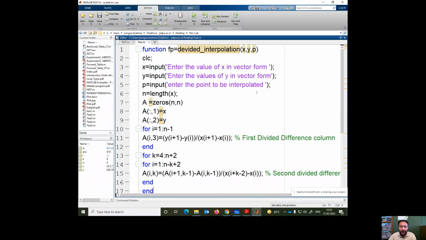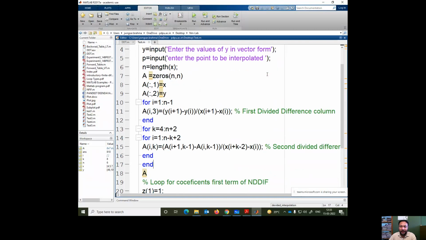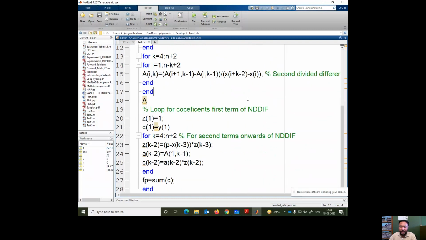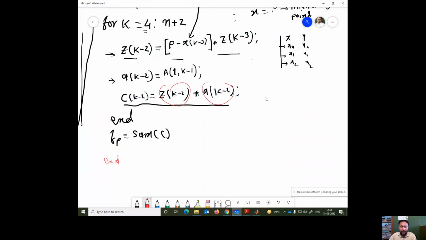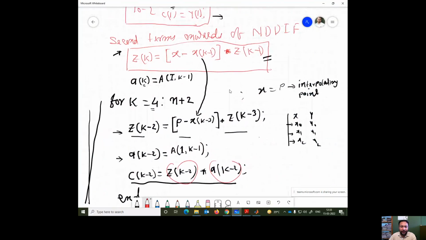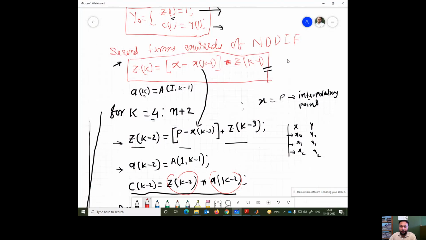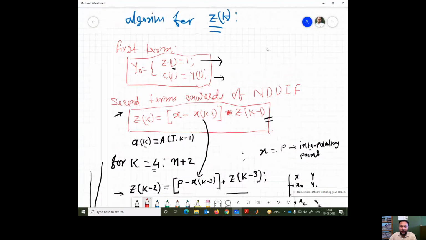Now just look again at this function. We are applying the function divided underscore interpolations. It has been run very carefully. Then we have cross-checked that the answer is coming perfectly. Now I hope you have understood the algorithm we have developed here. Please don't try to memorize the algorithm, whatever we have developed here.